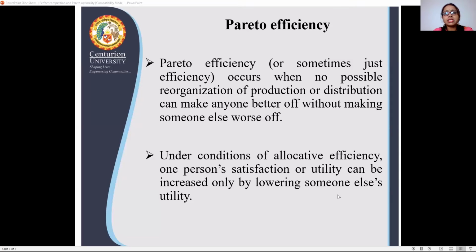I'll go back again to my slide where we were discussing the case of Pareto efficiency. Under conditions of allocative efficiency, one person's satisfaction or utility can be increased only by lowering someone else's utility. So if we want to achieve Pareto efficiency, Pareto efficiency shows that no reorganization of production or distribution can make anyone better off without making someone else worse off.